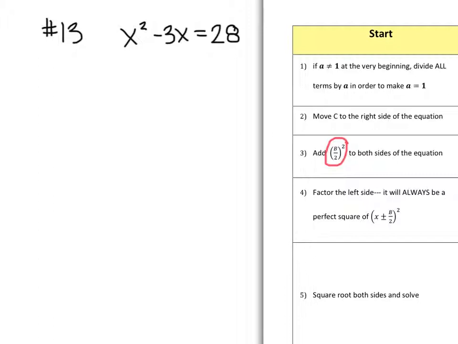All right. Number 13, it says x squared minus 3x equals 28. So, first step, what does A equal? 1. So can we skip the first step? Yes. Okay, second step, move C to the right side of the equation. What's C? 28. It's already there. Either way, all the numbers are on the right side of the equation, so skip that one. Go to step 3, where we add b over 2 squared to both sides of the equation. So let's figure out what b over 2 squared is.